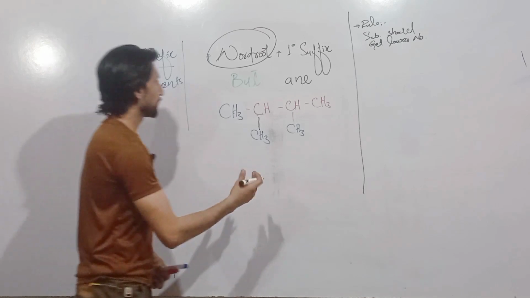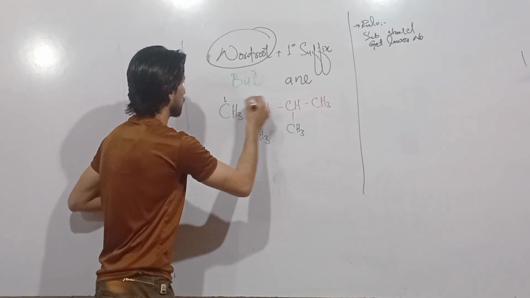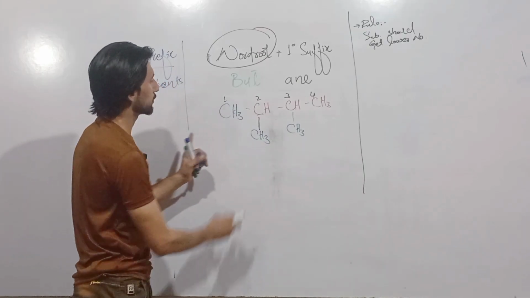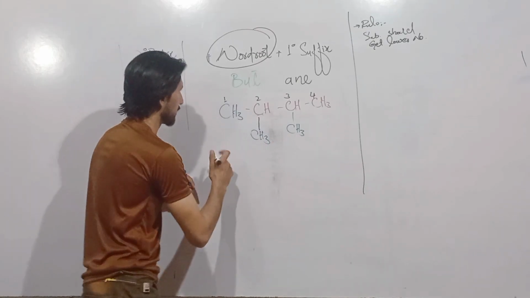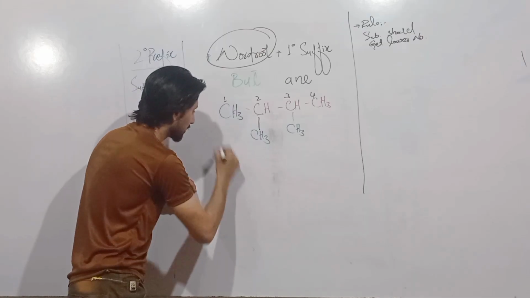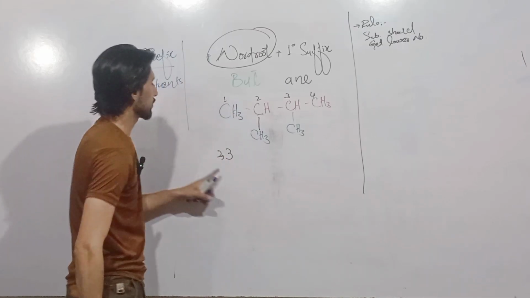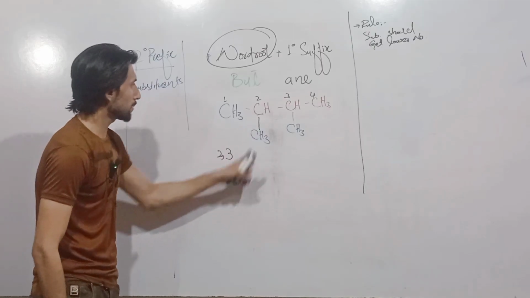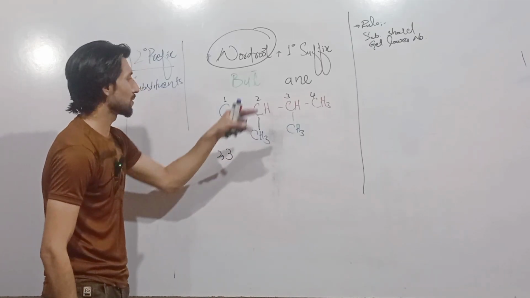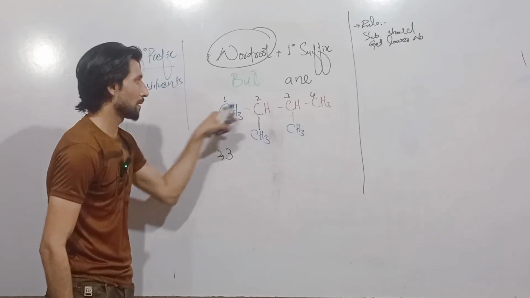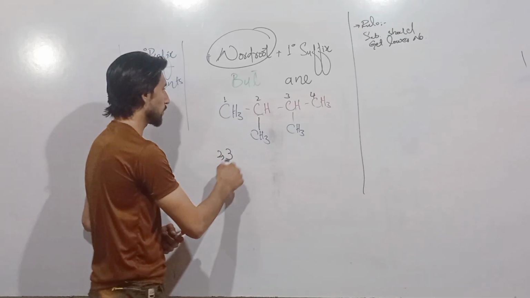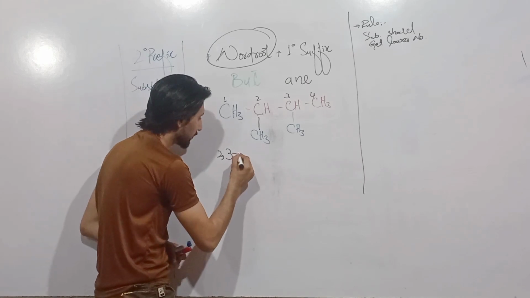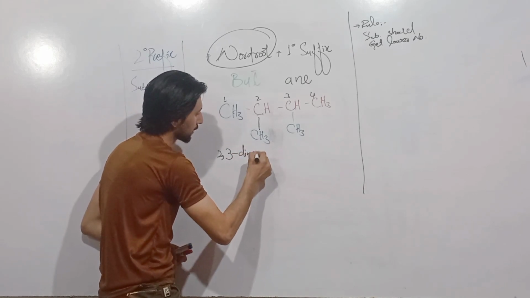Now, how should I number? I should number it 1, 2, 3, 4. So my main chain has 4 carbon atoms and it has 2 methyl groups attached at carbon number 2 and carbon number 3. So I must mention the number of the carbon atom before the name of the substituent, and that before the name of our parent chain. So 2, 3, and 2 times methyl group is attached. So hyphen dimethyl.